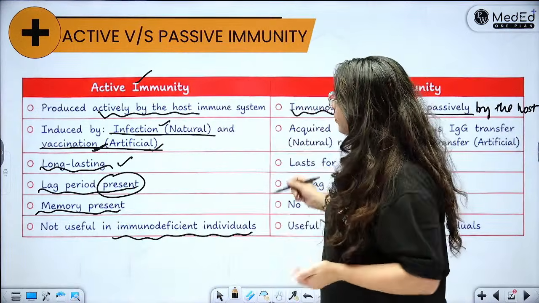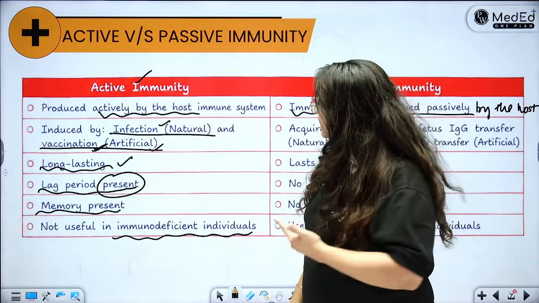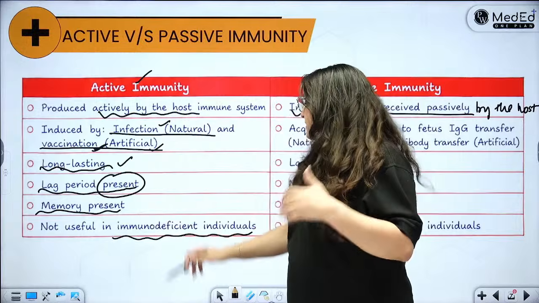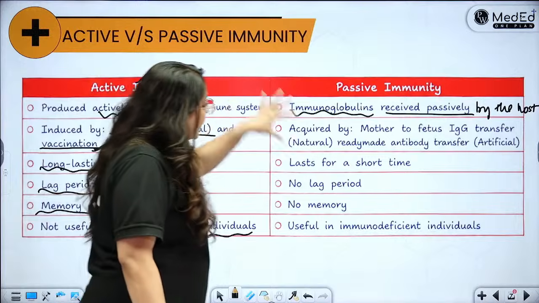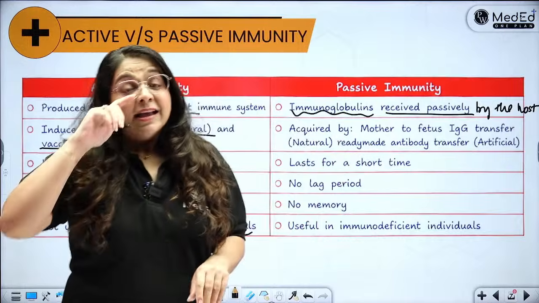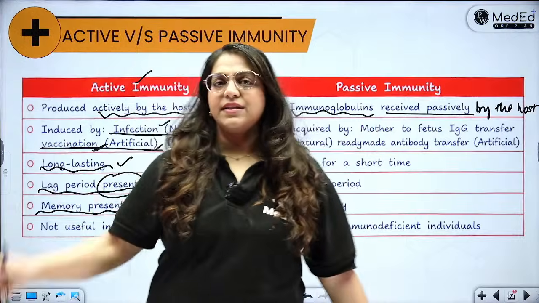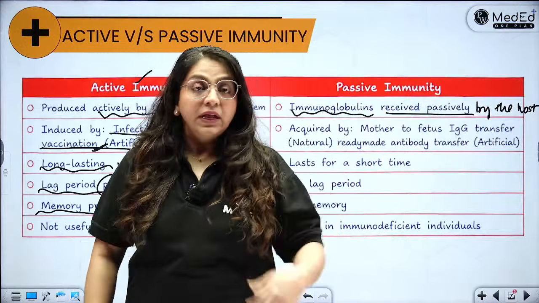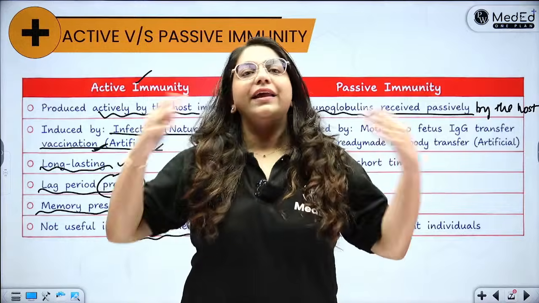That is why active immunity is produced actively by the host immune system, induced by infection or vaccination. It is long lasting, it has a lag period, there is memory, and it is not useful in immunodeficient individuals. Whereas passive immunity is acquired from outside. The body doesn't have to do any hard work. So no B cell gets activated, no T cell gets activated, no cytokines get released, nothing happens. Passively, the army from outside has come, killed the pathogen and left. Your own police, your own army is inactive, right?